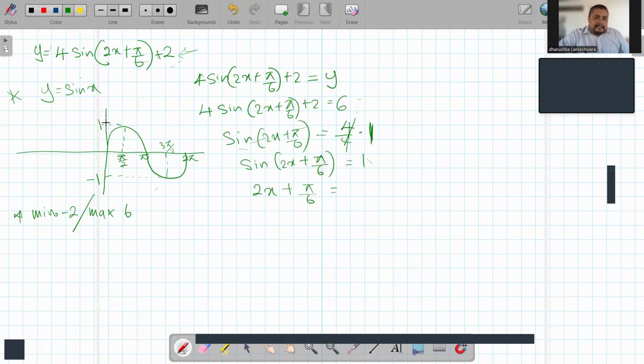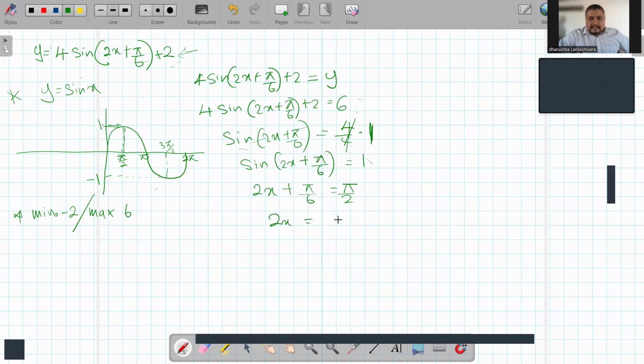You see the graph, right? Sine inverse 1 means how much? Pi over 2. You see, this x value occurs in here, right? 1. So this is the y value. So sine inverse 1 means pi over 2. So therefore, this is pi over 2.